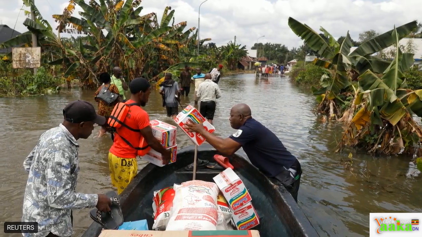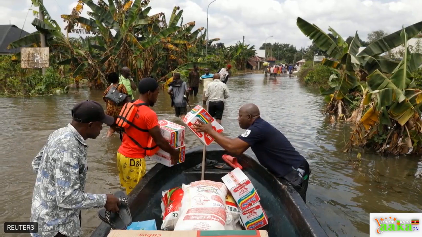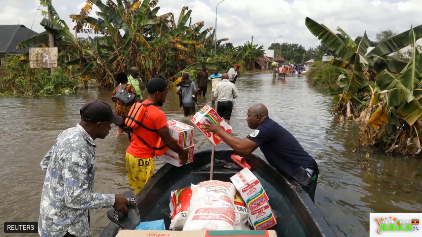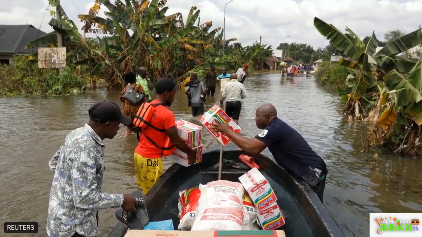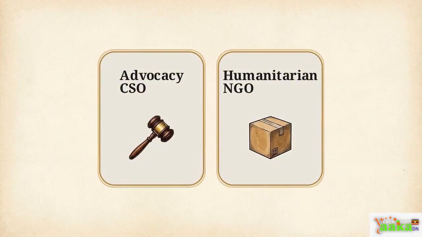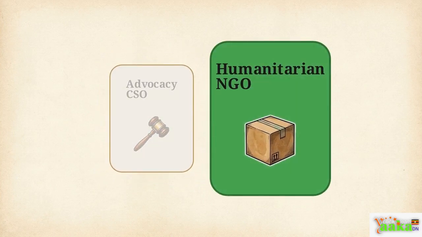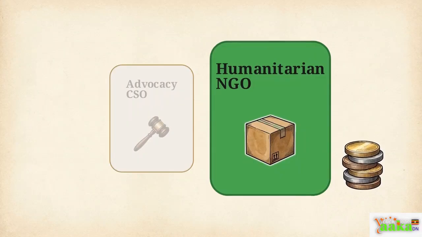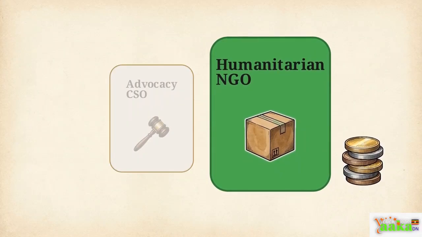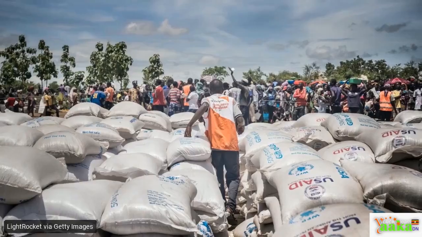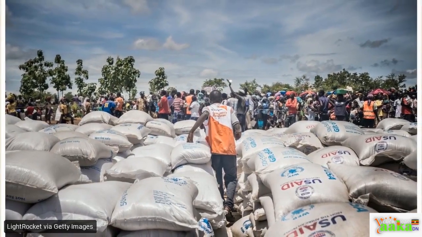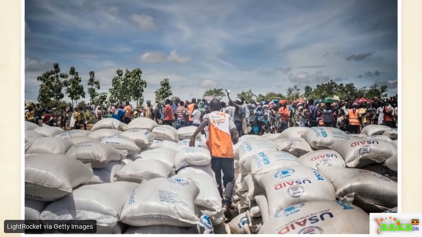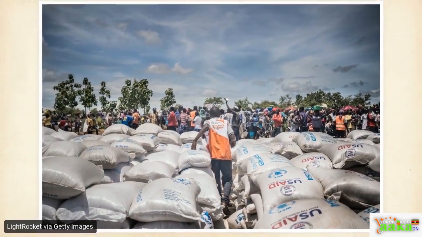Let's check your understanding. Imagine a flood destroys the crops in your entire district. Look at the logistics required here. Pause the video and decide which type of organization, an advocacy CSO or a humanitarian NGO, is best suited to deliver these food boxes. A humanitarian NGO is the correct choice. Because they are backed by international donors, they have the transport networks and funding needed to move thousands of sacks of grain into a disaster zone on short notice.